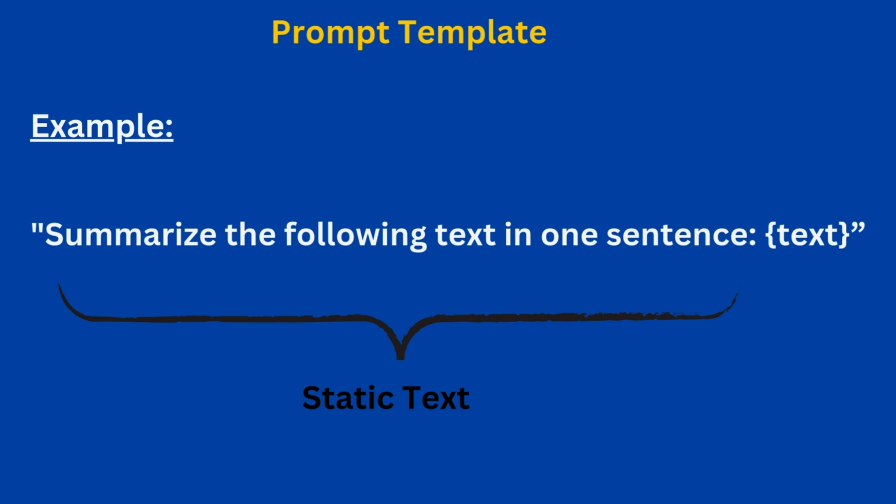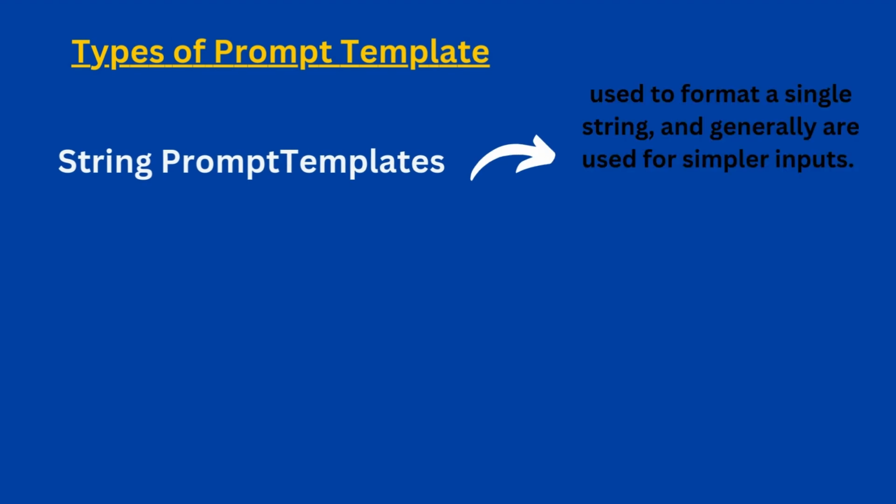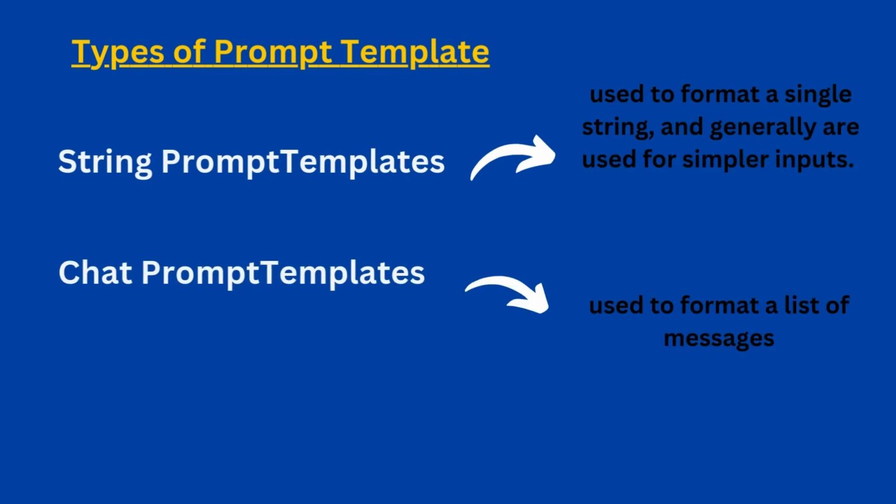So for example, if we have a particular text like this, what we have inside the curly brackets are called the variables, and what we have outside them is called the static text. This static text doesn't change. What we have inside the curly brackets can be changed at any time. We can replace it with different values that we want to send to the AI. So we have two types of prompt templates. We have the string prompt templates, and we also have the chat prompt templates. These two types of prompt templates, we are going to demonstrate how we can use both.